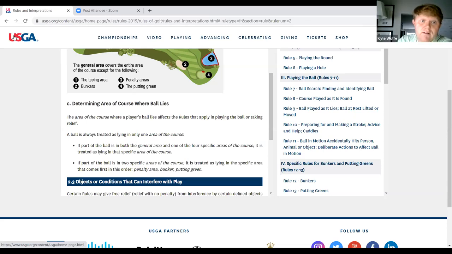Hey, Craig. Yeah, Kyle, go ahead. Really quick, just on the no play zone too, there could be situations where we might not want people to go in there at all. We're also talking about the player's stance as well, right? What happens if the ball is outside, but the player's stance would be in a flower bed? How would we handle that scenario?